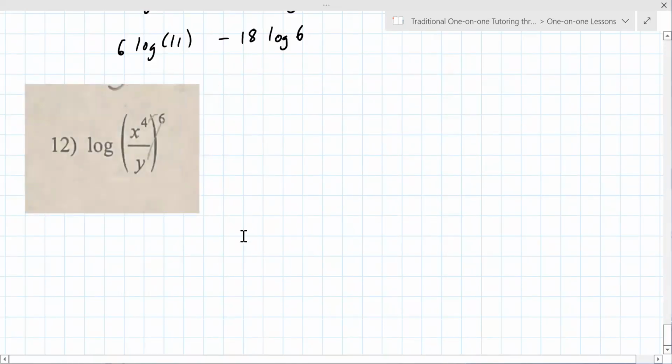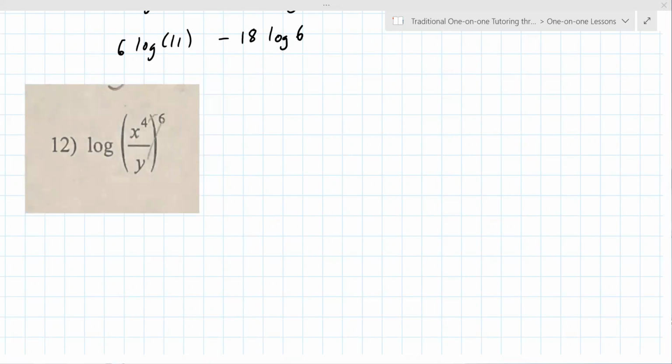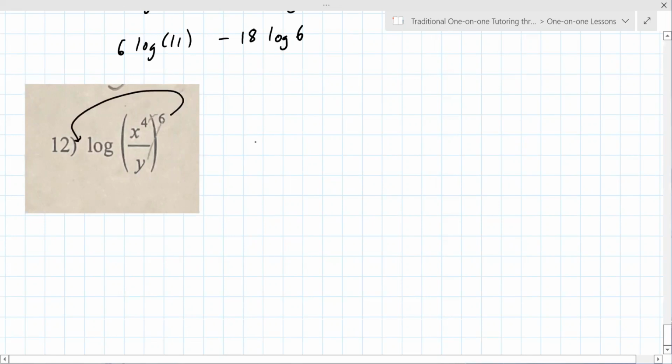So what do you think we should do first on this one? Distribute this 6 to both the X and the Y. Yes. So bring that 6 out in front. So it's 6 log X to the 4th over Y.